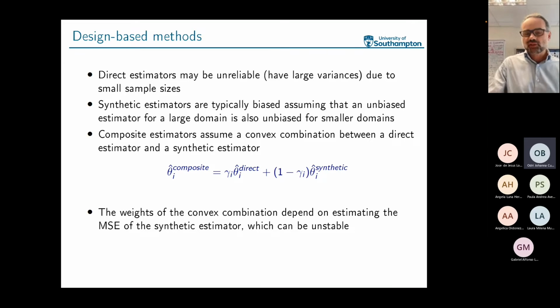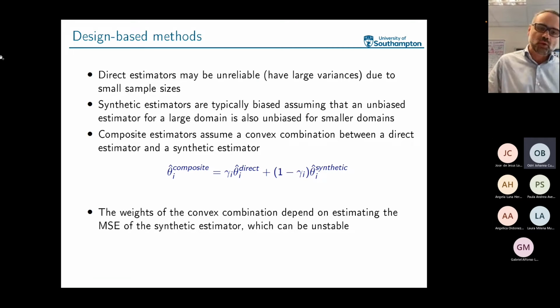Synthetic estimators, which might be one way of trying to borrow strength from other data, are typically biased, as Angela explained. One way to get a synthetic estimator without using any auxiliary information is to assume that you have a larger domain, and the value for the larger domain also holds for the smaller domains within this larger domain.